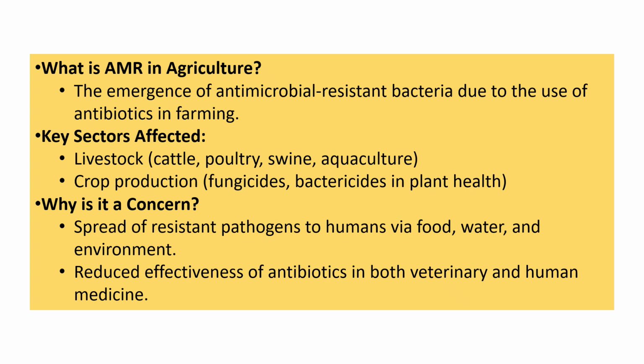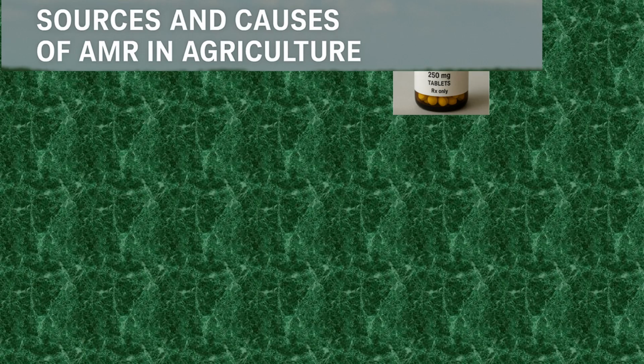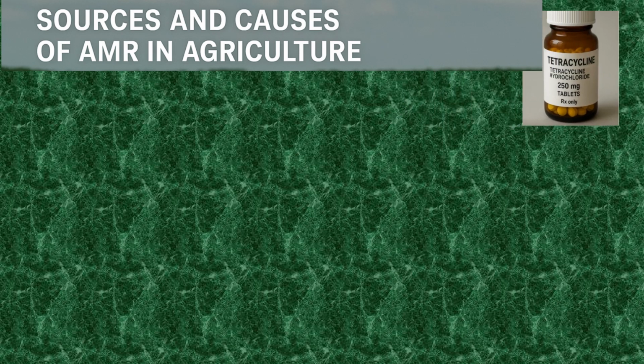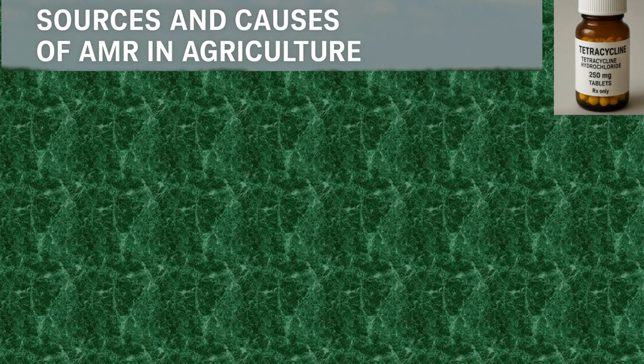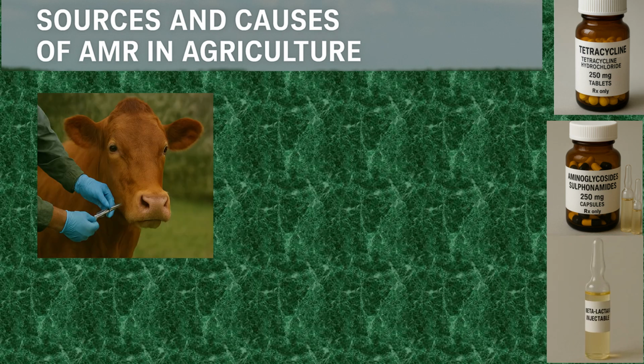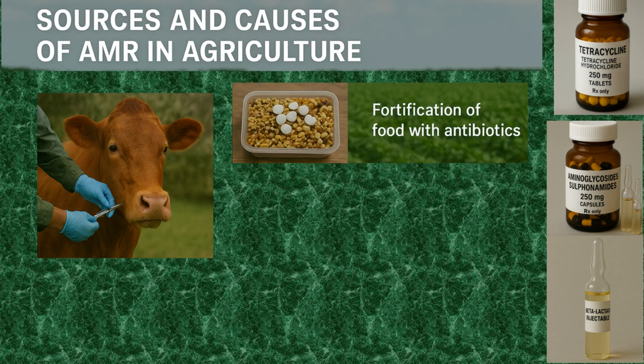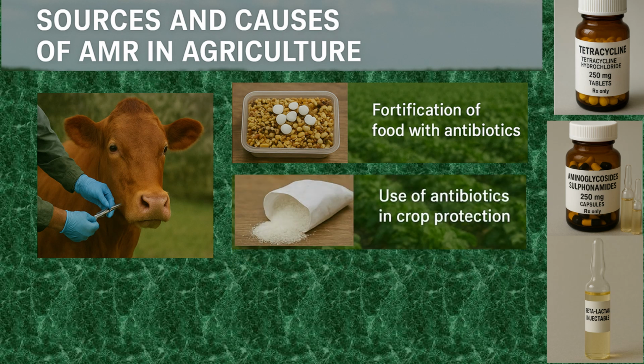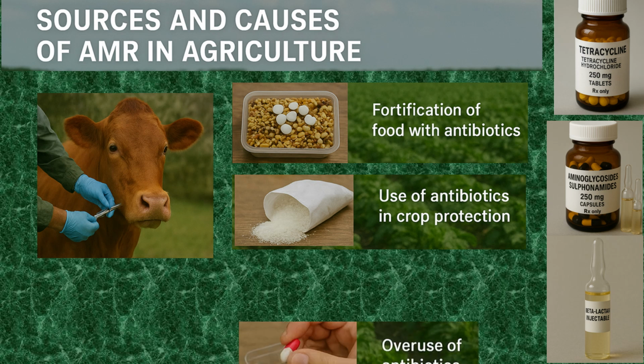Let us now understand the types of antibiotics used in agriculture. Studies show that antibiotics commonly used in human medicine like tetracyclines, aminoglycosides, and beta-lactams are also used heavily in livestock production. Apart from these, fortification of food with antibiotics, use of antibiotics in crop production, and overuse of antibiotics in every sector which comes under agriculture has been the source and cause for the spread of AMR.